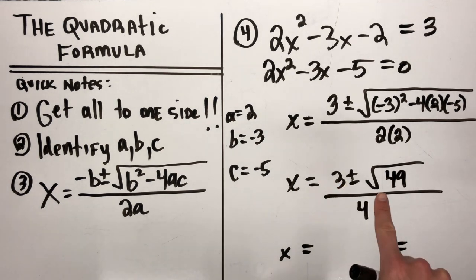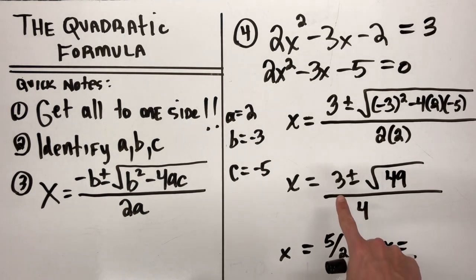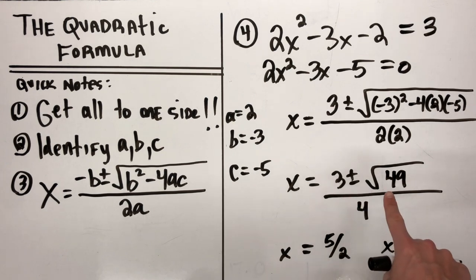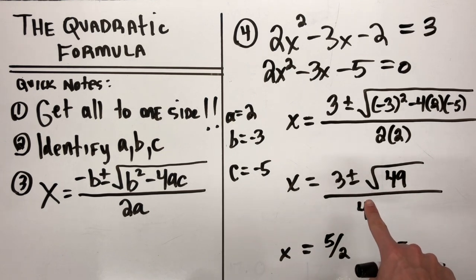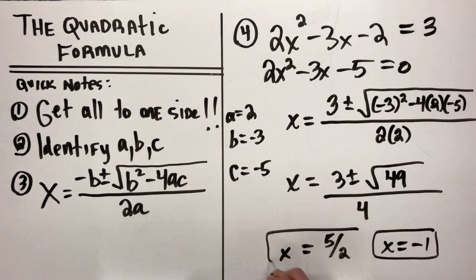Three plus 7 is 10. 10 divided by 4 is 5 over 2. 3 minus 7 is negative 4. Negative 4 divided by 4 is negative 1. So our 2 solutions are 5/2 and negative 1.